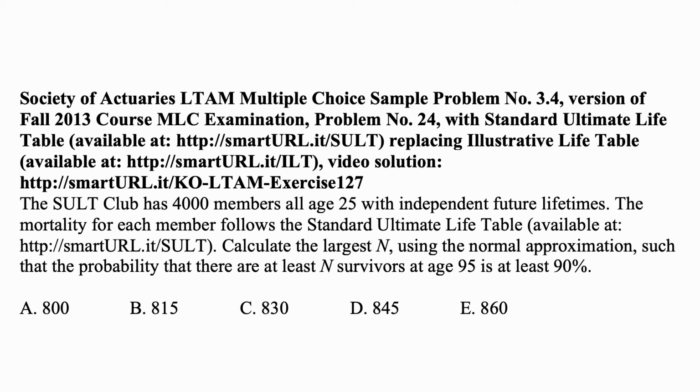Here's a problem for today for exam LTAM. The SULT club has 400 members, all aged 25, with independent future lifetimes. The mortality for each member follows the standard ultimate life table, available at smarturl.it/SULT. Calculate the largest n using the normal approximation such that the probability that there are at least n survivors at age 95 is at least 90%.